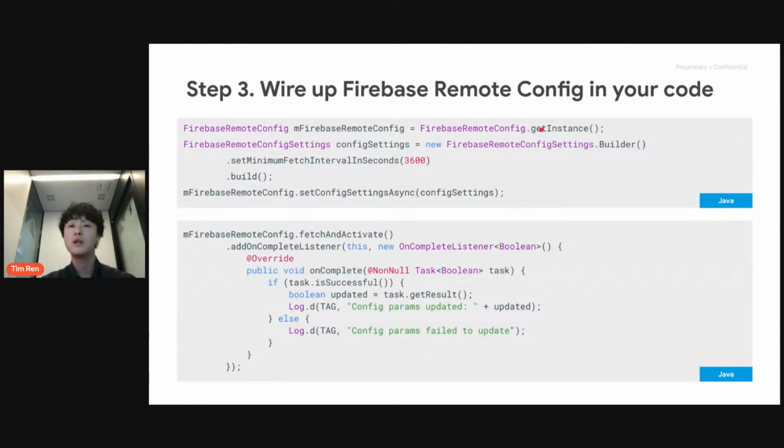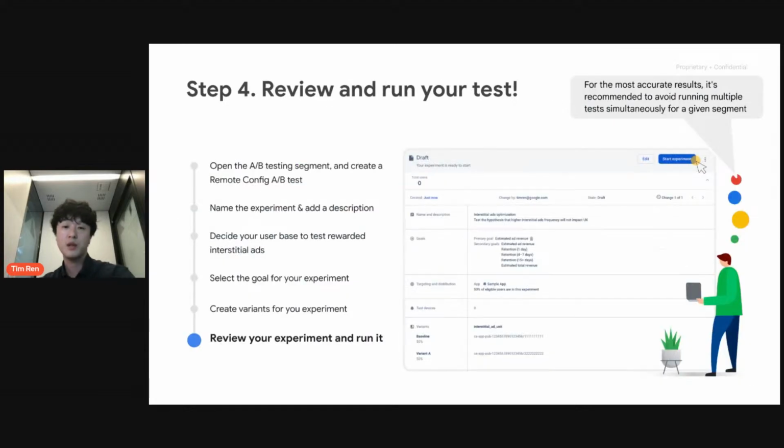And again, step 3 is to make sure you wire up Firebase remote config. You just need to add a few lines of code, mainly the remote config SDK in your code, to make sure you can fetch the remote config from the server. But it's not super complicated, and we have a full set of other help center documents and implementation docs for you to go through as well.